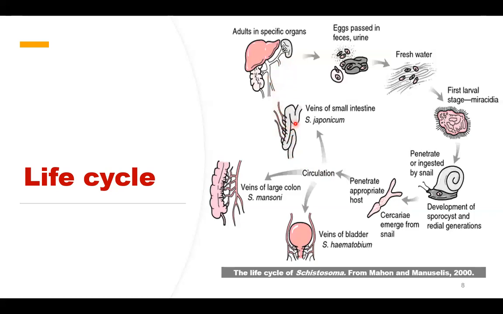So with Schistosoma haematobium, it's the veins of the bladder. With mansoni and japonicum, these are intestinal strains. So they tend to develop at these sites. The infected individual will now start passing out the eggs, and the entire life cycle is repeated.